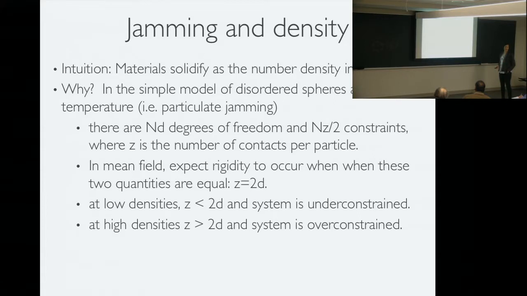number of dimensions. And at low densities, the number of contacts I have is less than this critical point, and the system is under constrained. And then at high densities, the coordination is greater than that critical point, and the system is over constrained. Cool. So this is sort of why disordered solids solidify in a nutshell.